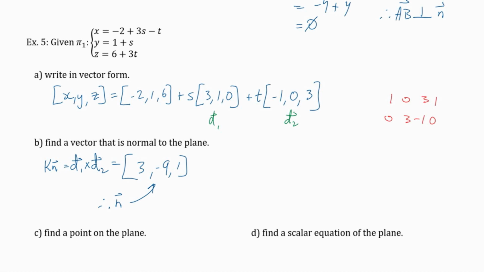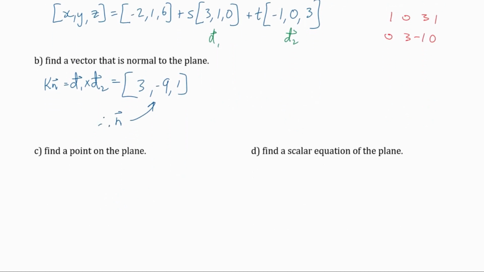Find a point in the plane. Okay, keep it easy. How about the point given by the position vector? But with round brackets. I keep saying this because people keep making that mistake.